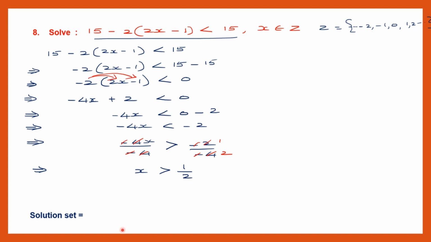That means we can write all numbers, integers that are greater than 1 by 2. So what are the numbers greater than 1 by 2? Where do you find that? You find 1 by 2 between 0 and 1, that is half. That means all numbers greater than half means you carry on from 1. So our solution set here will be 1, 2, 3, all numbers here. We don't have an ending number given to us. So this is our final answer.